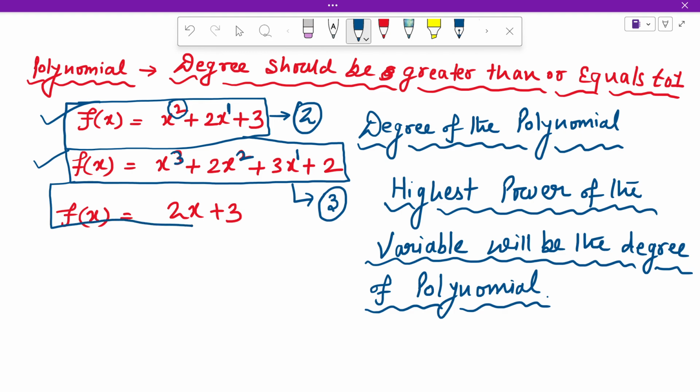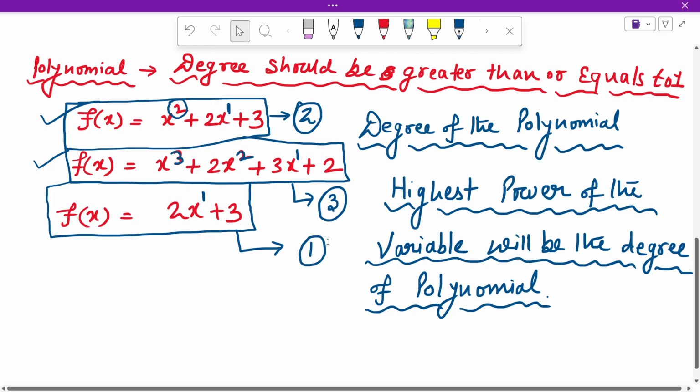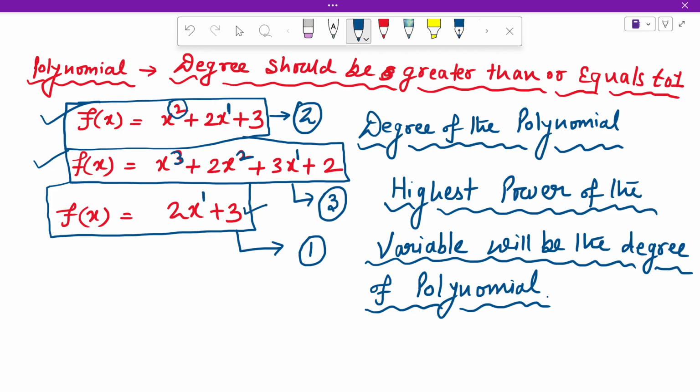And in the third example, you see that the power with x is only 1. So this is a polynomial with degree 1. So what we have seen, there are 3 examples on the screen. One is a polynomial with degree 1, this one is the polynomial with degree 3, and this one is the polynomial with degree 2.